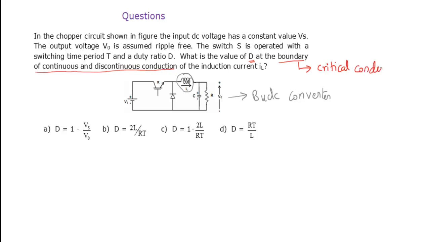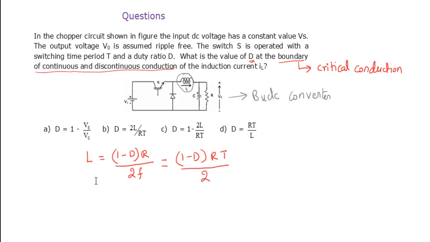Okay, this question is given in one of the GATE exams. Critical conduction, the boundary of continuous and discontinuous conduction of inductor current, is nothing but critical conduction. We already discussed critical conduction in all three circuits. Now here it is asked what is the critical conduction duty ratio value. For that, first we will take the formula we have discussed. From that we need to derive the D.